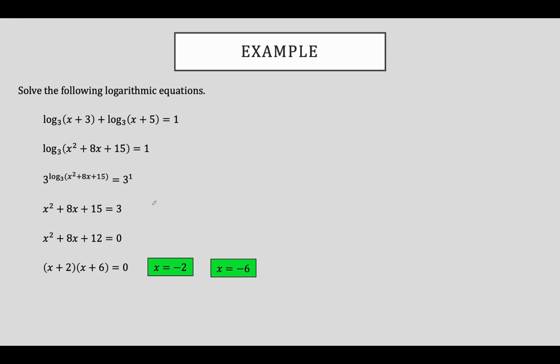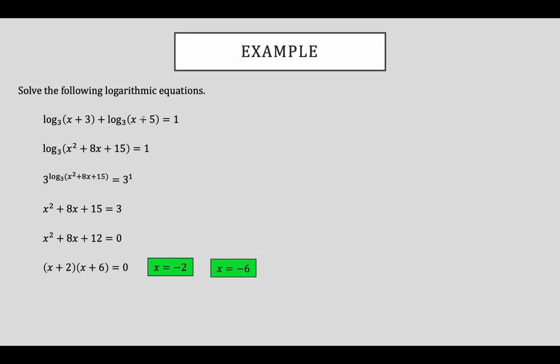Okay, notice plugging in negative 2. That gives me log base 3 of negative 2 plus 3 is 1, log base 3 of 1, plus log base 3 of 3. Well, log base 3 of 1, that would be 0.